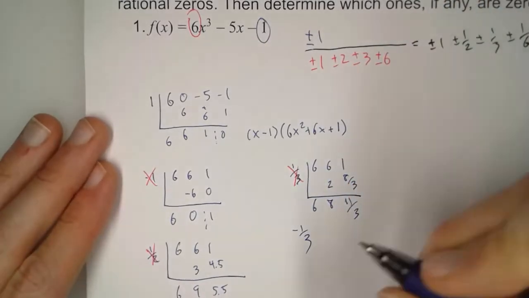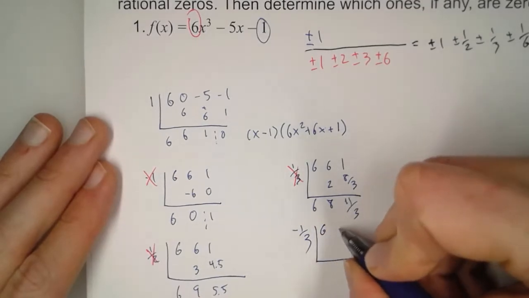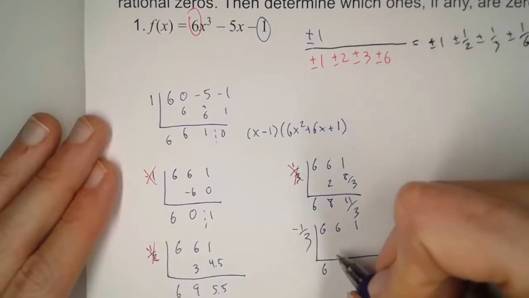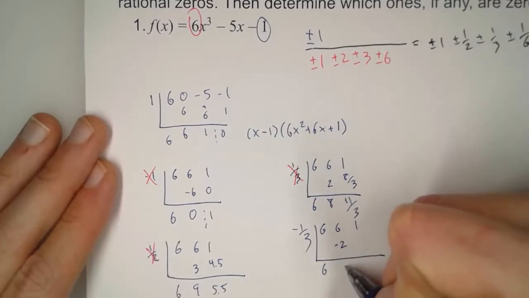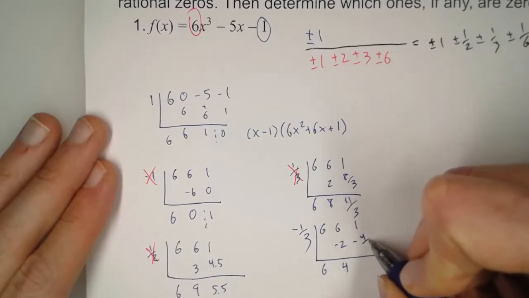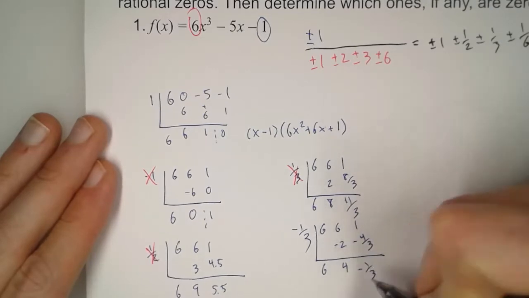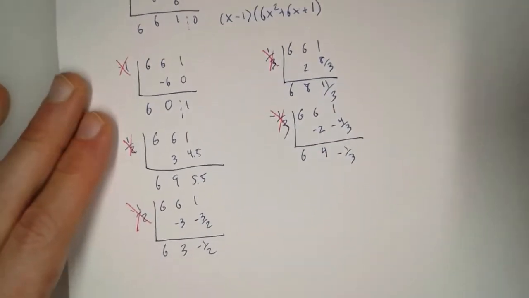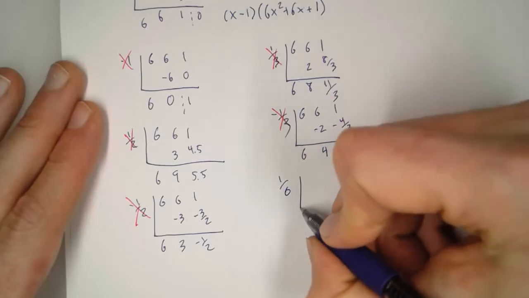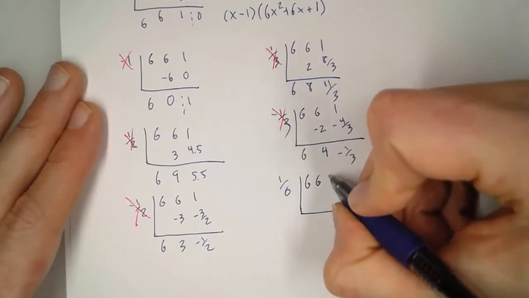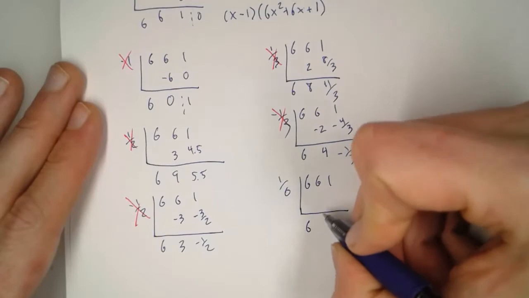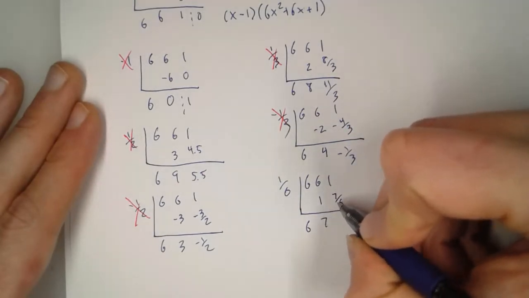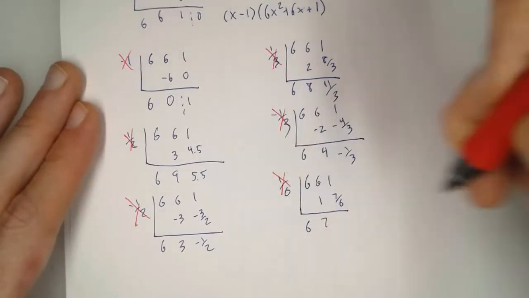-1/3, see if that works. So 6, 6, and 1. Bring down the 6, times -1/3 is -2. 6 and -2 is 4, so -4/3, and 1 minus 4/3 is -1/3 as our remainder. Nope. Again, we want a remainder of 0. So we have 1/6 now. So 6, 6, and 1. We bring down the 6, times 1/6 is 1. 6 and 1 makes 7, times 1/6 is 7/6. So nope, that doesn't work.